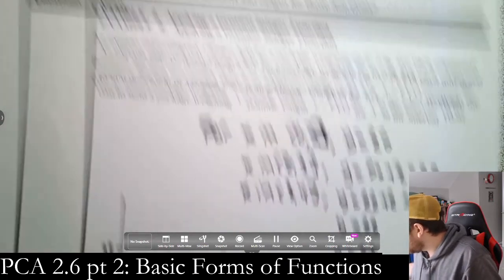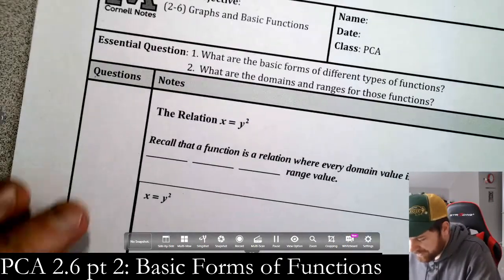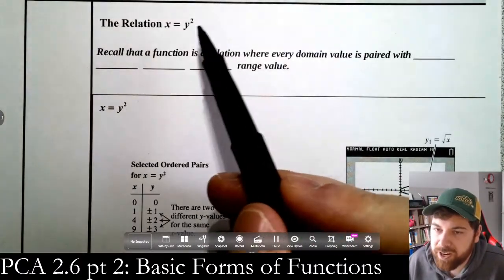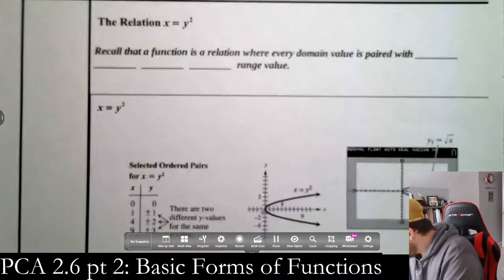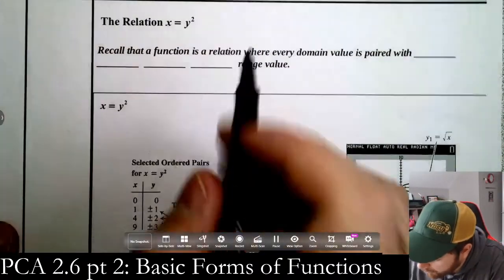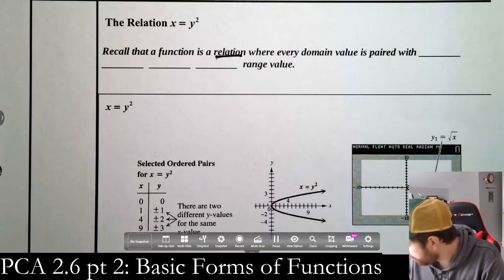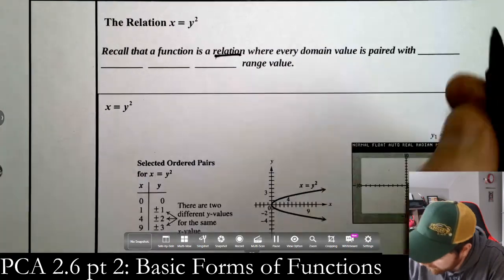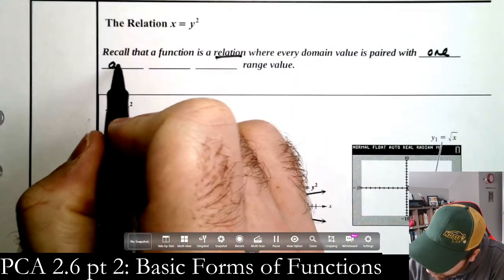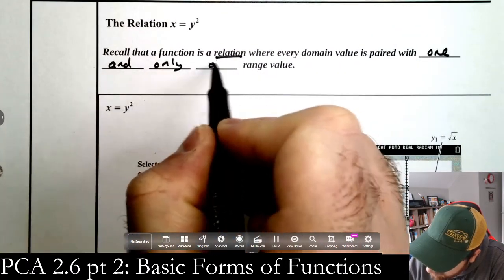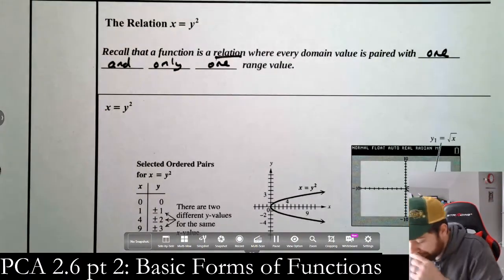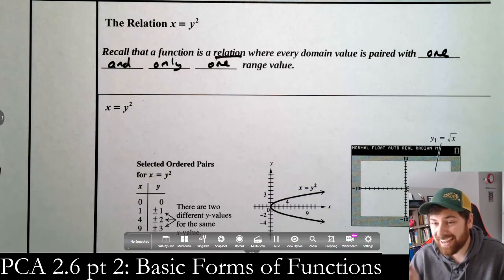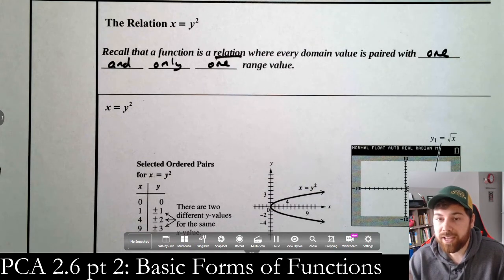Okay. I believe we're on to the last page for today, which is the relation x equals y squared. So this is a little bit different, right? Usually we have y equals x squared. Okay. So remember, a function is a relation. This might not be a word you've heard in a while, where every value in the domain is paired with one and only one range value. Okay? So that means that for every value in the domain, there's exactly one range value. You can't have more than one.